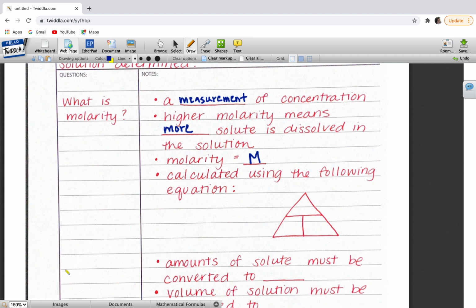And so that's going to be the symbol for molarity. It's also like the unit. So you know how we represent volume in liters and we represent mass in grams. We're going to represent concentration using molarity.